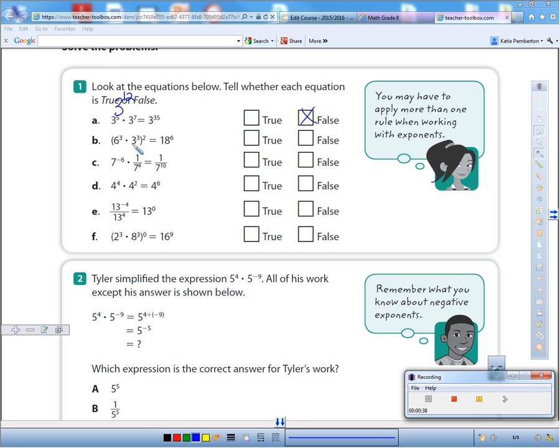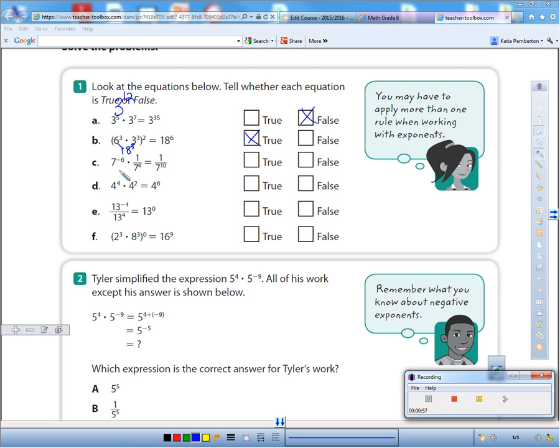On this next one, as you're working through, notice there are different bases, so that would give you 18 to the third, and then if you raise that to the second power, 3 times 2, that gives you 18 to the 6th. That one's true.